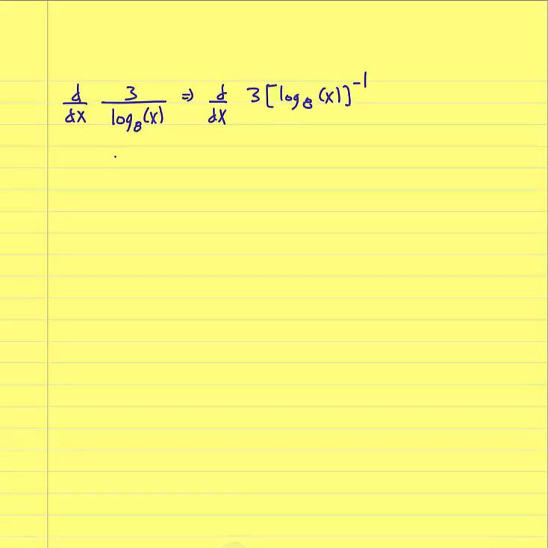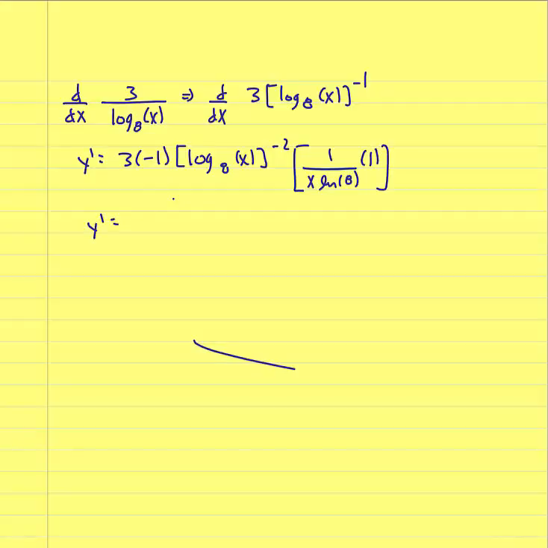So this is a chain rule. I'd bring the negative 1 down, and I decrease the exponent by 1, and now I'd multiply it by the derivative within. So this is 1 over natural log of 8 times the derivative of x, which of course is 1. This needs a lot of rewrite. So again, this is y prime. I better note that.